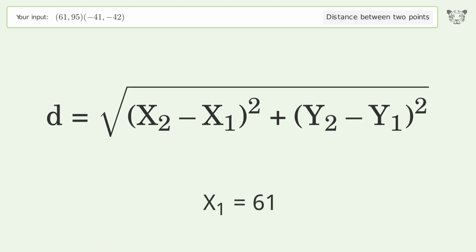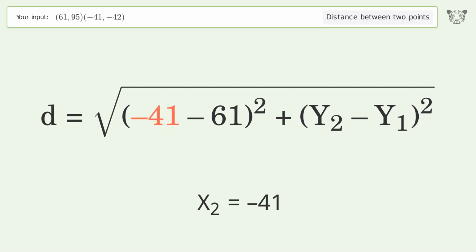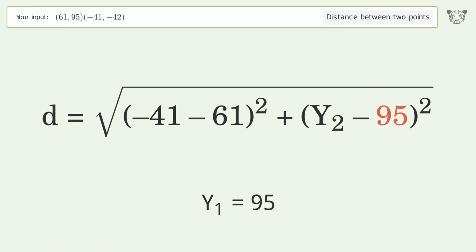x1 equals 61. x2 equals negative 41. y1 equals 95. y2 equals negative 42.